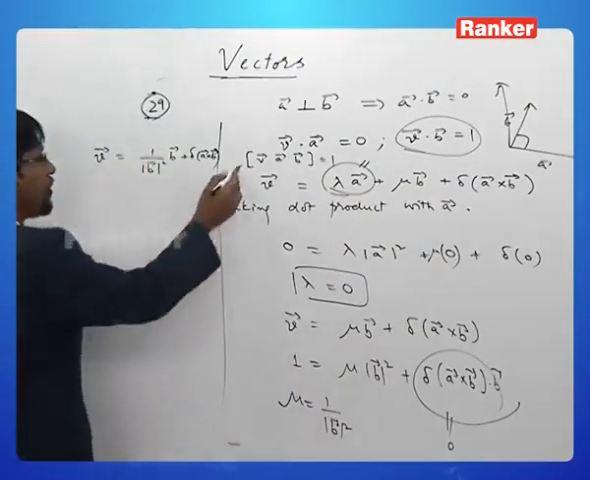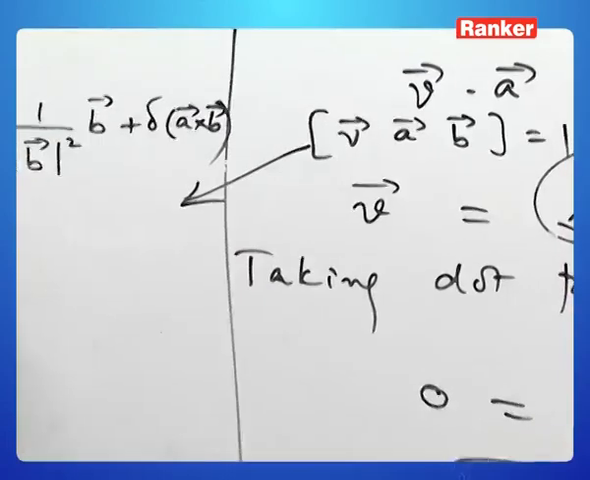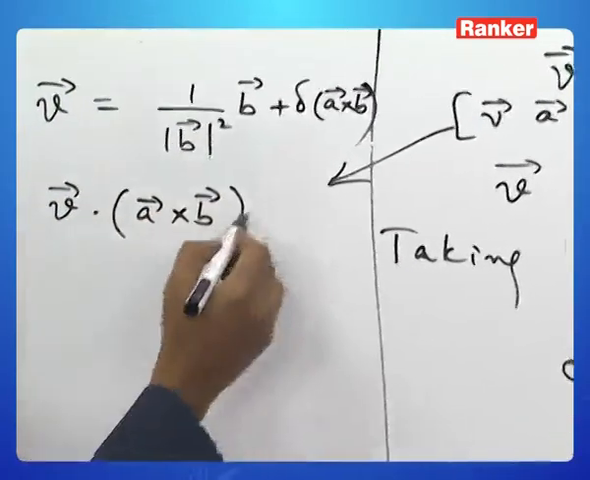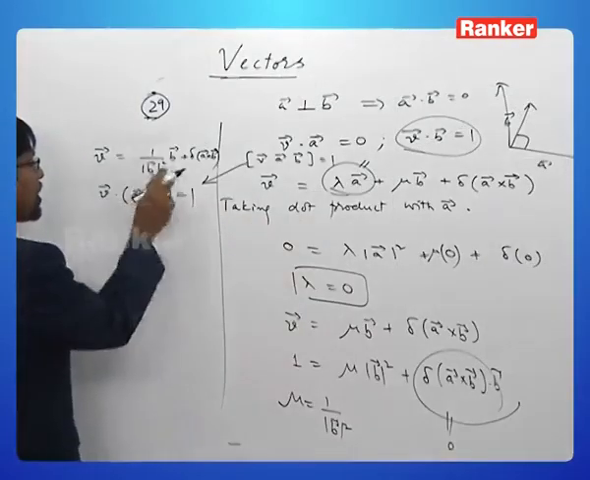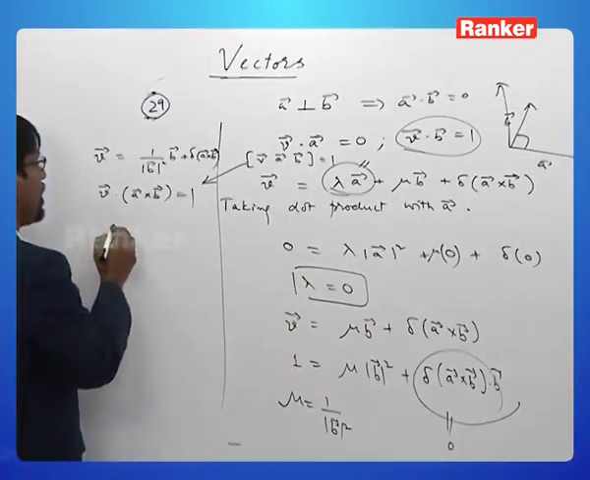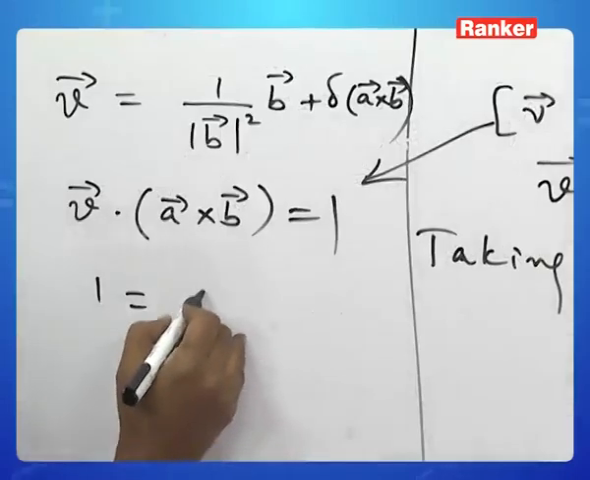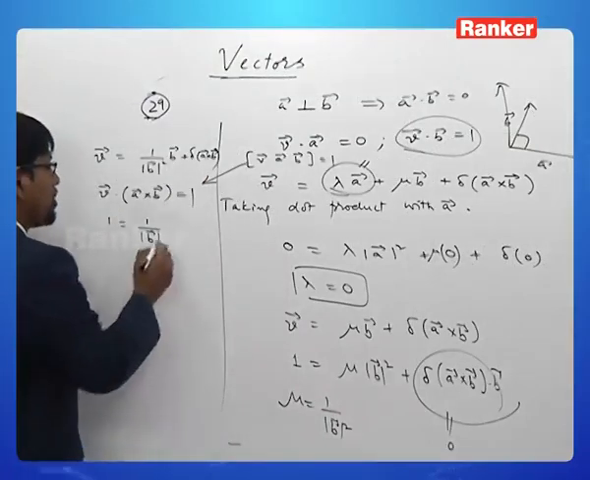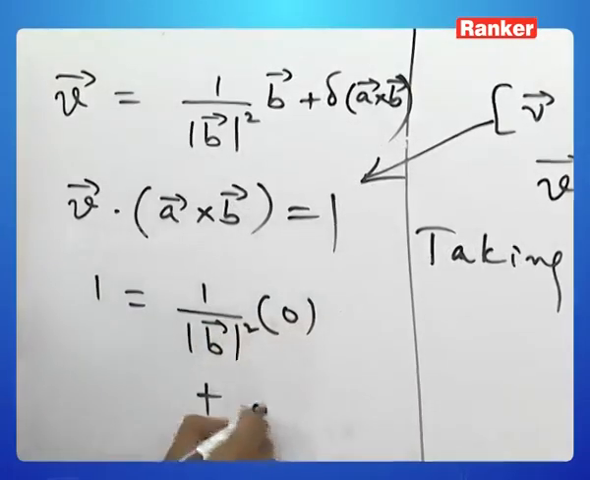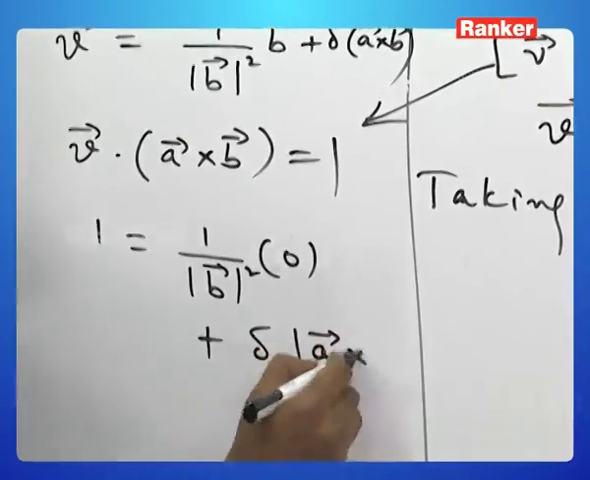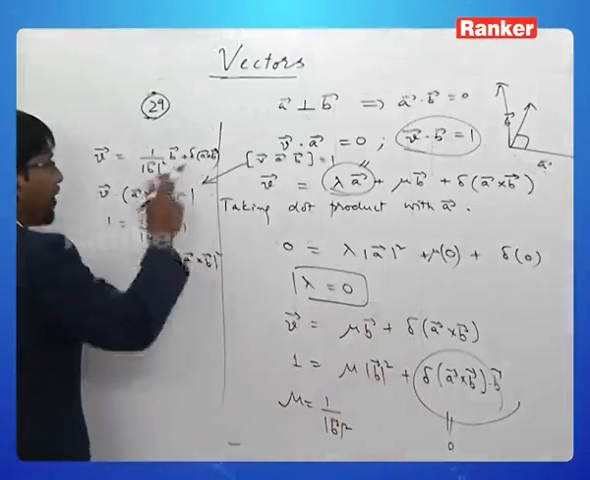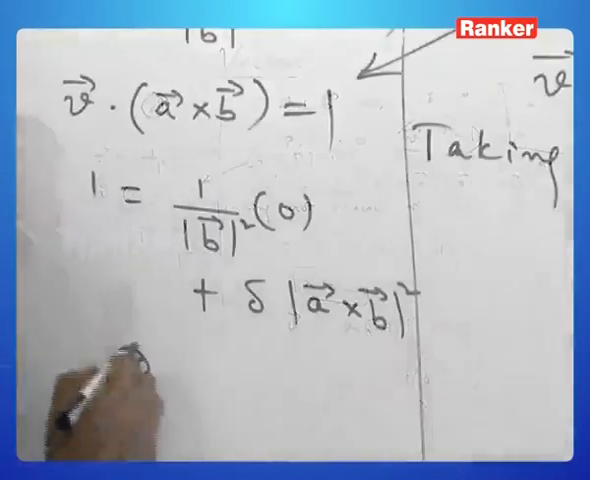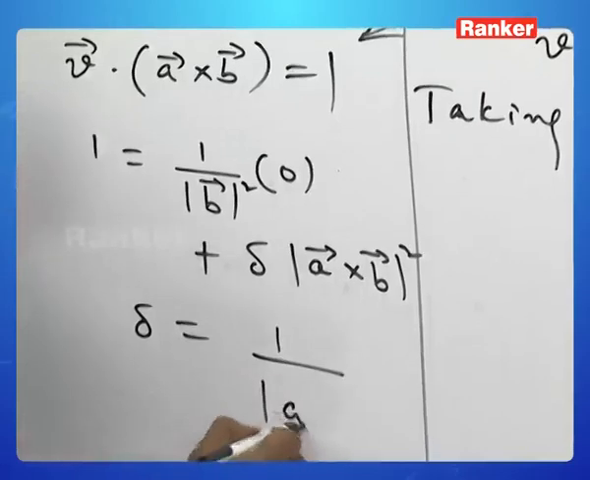By the way, what is the box product of three vectors? That's nothing but V bar dot A cross B, that's 1. So let's take the dot product with A cross B, and we then get 1 is equal to 1 by magnitude of B square into B bar dot A cross B, which is anyway 0. So I'm going to get 0 here plus delta into magnitude of A cross B the square, because a vector dot product with itself is the square of the magnitude of the vector. So delta is equal to 1 by magnitude of A cross B square.